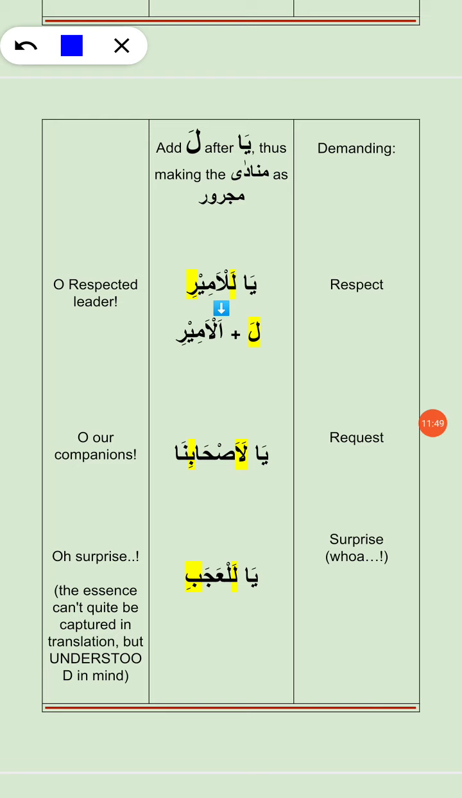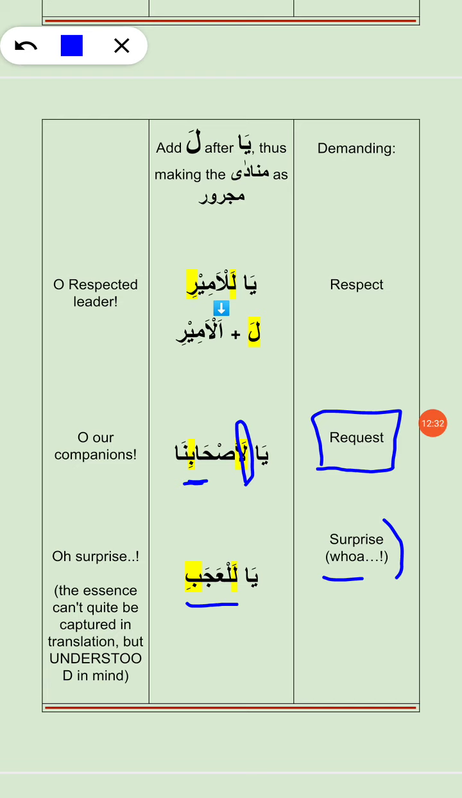Okay, respect. Similarly, if it is a request that we demand from the munada, same thing happens. We add la, and then of course the munada becomes majroor. Okay, o our companions. Similarly, if we are surprised because of anything, in English we often say whoa. The same thing is captured by adding la after ya. So it literally becomes, oh, surprise. Okay, so that's the kind of thing.